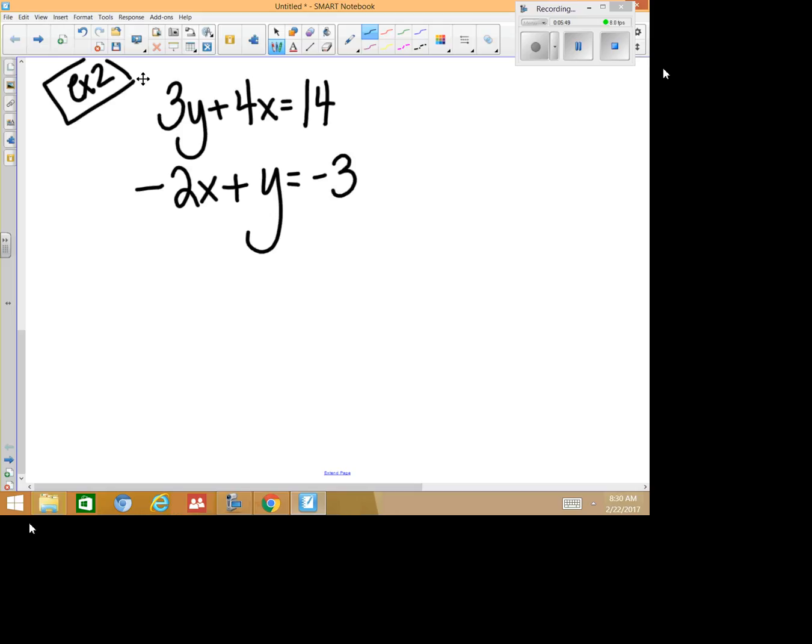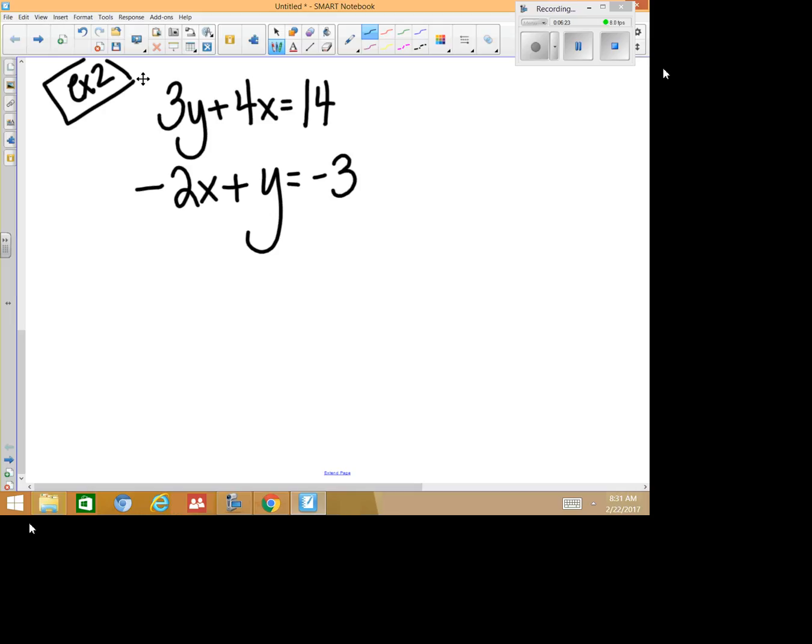We do not have an X or a Y by itself. Do you see one that would be easy to get an X or a Y by itself? The bottom one, I said the bottom one, because on the top you'd have to divide, right? On this bottom one, if I move this X over here, I'd have the Y all by itself. You want to get one letter all by itself. You want to have one X equals something, or one Y equals something.